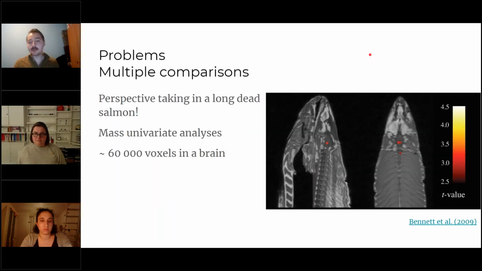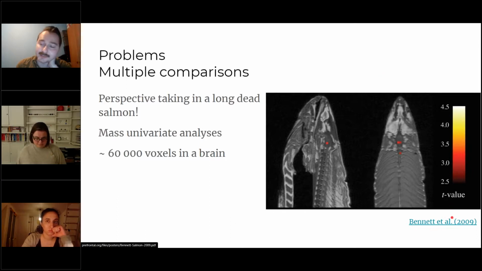Now, I briefly want to talk about some common issues that pop up in fMRI and also in neuroimaging more generally. One of these issues is the problem of multiple comparisons. So in this pretty hilarious paper, in fact, it was first a conference poster at the Human Brain Mapping Conference of 2009, and it was then made into a kind of fake paper. But what they did is very real, by Craig Bennett and colleagues.